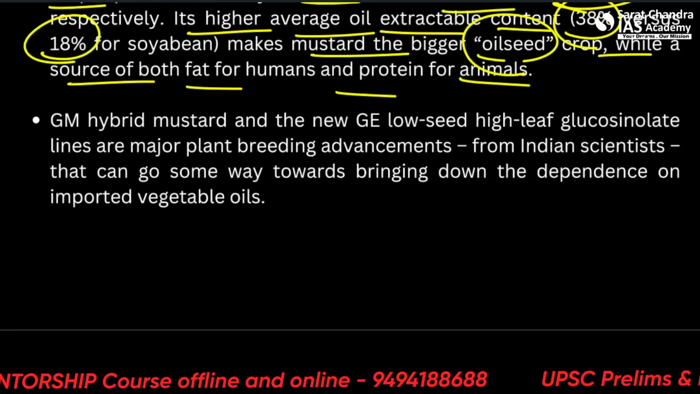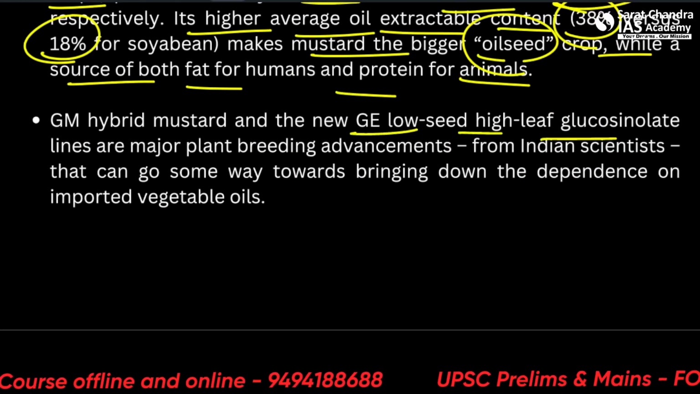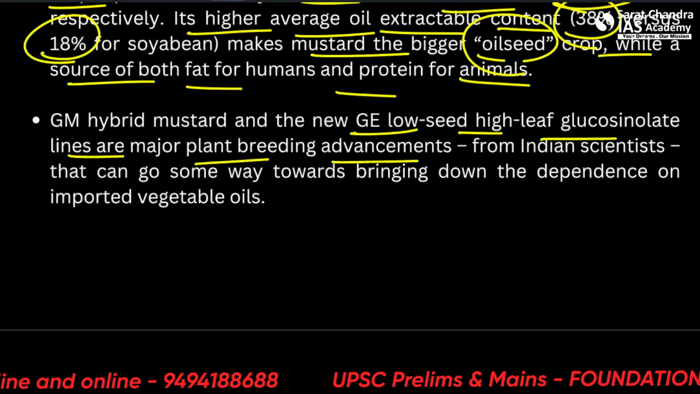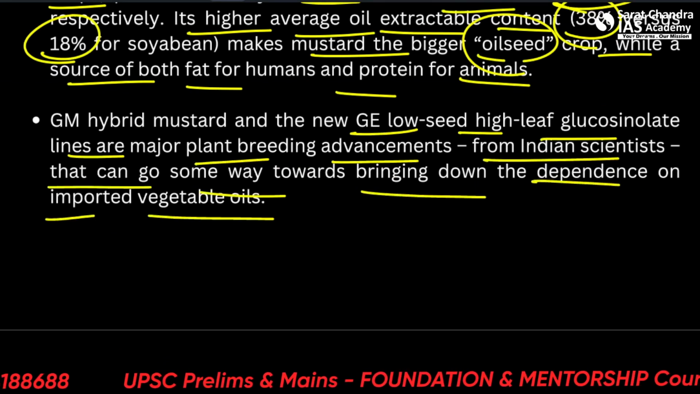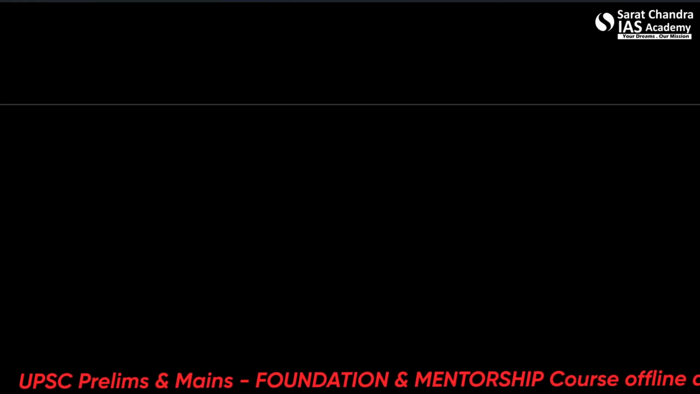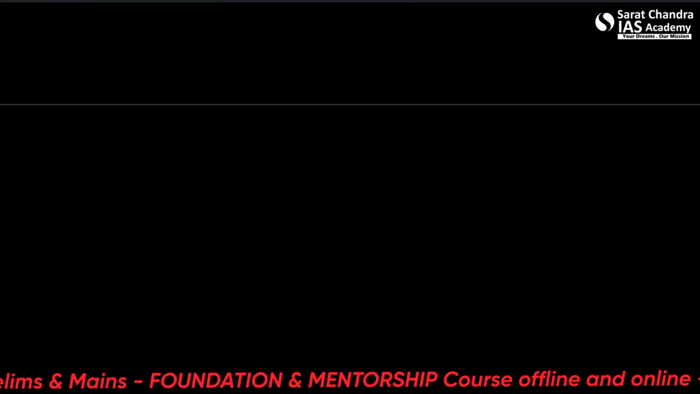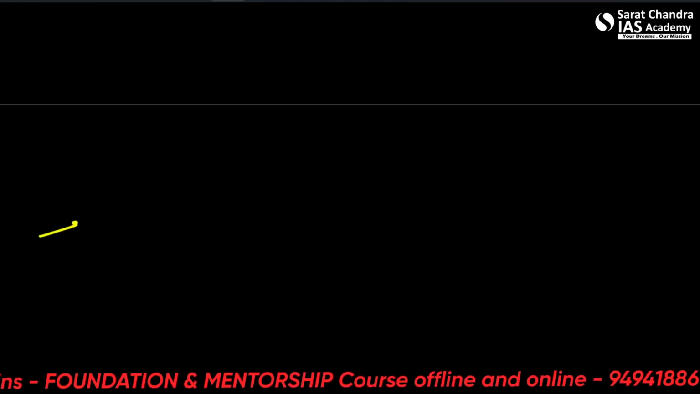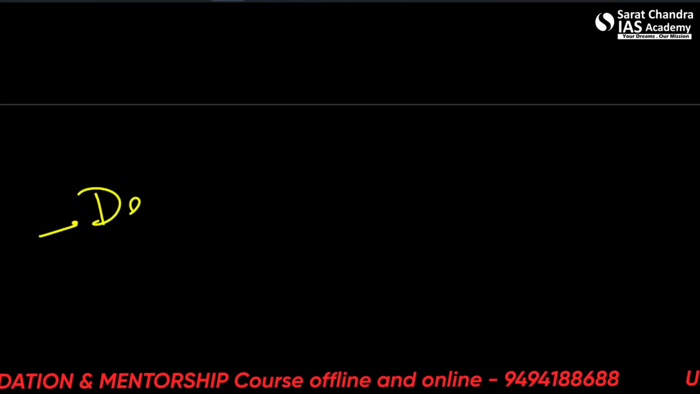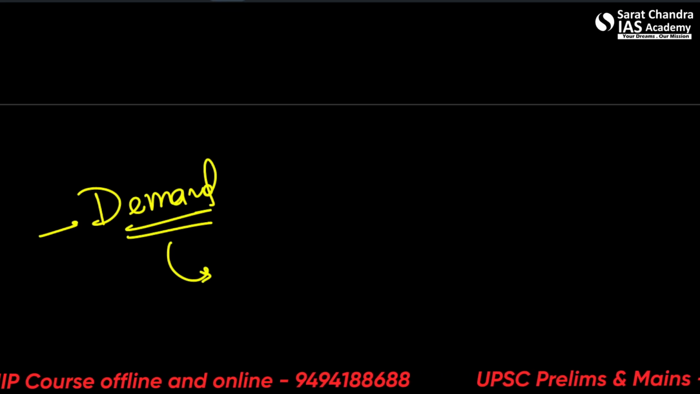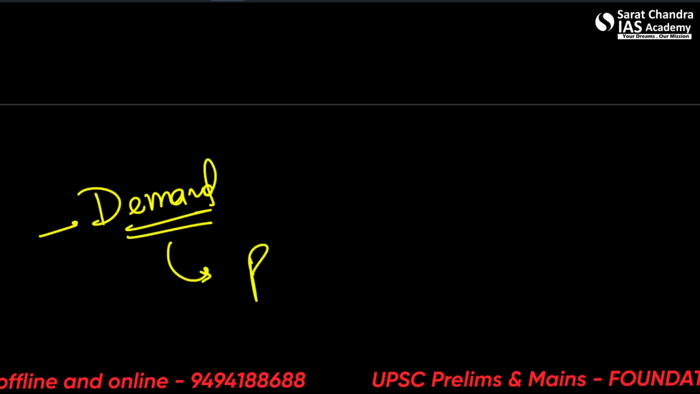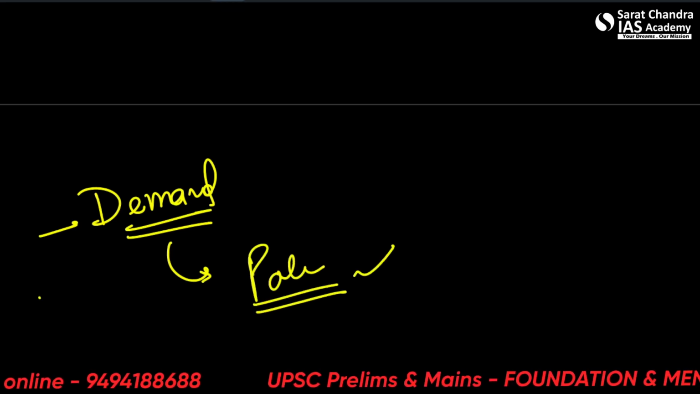GM hybrid mustard and the new GE low seed, high leaf glucosinolate lines are major plant breeding advancements from Indian scientists that can go some way toward bringing down the dependence on imported vegetable oil. So we can produce more and use it more. The one thing we need to produce more is demand for it. More demand will rise when there is low glucosinolate in this, and it is more edible to poultry and pigs, so we'll be able to produce more also.